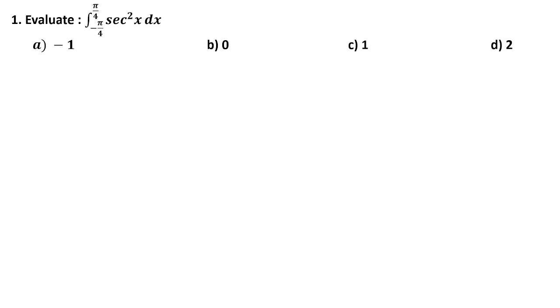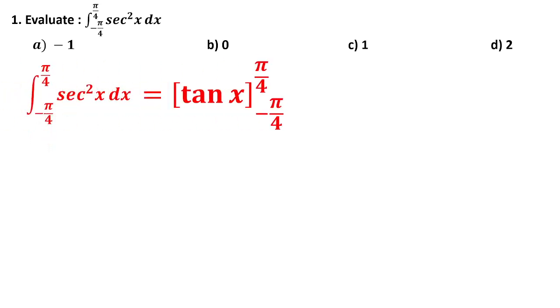Let's move on to question number 1. Evaluate integral minus pi by 4 to pi by 4 secant square x dx. Normally when you see this question, you will be tempted to write the answer as 0, thinking that integral from minus a to a of f of x dx is always 0. But remember, that is 0 only when f of x is an odd function. But here secant square x is an even function. Well, let us do it directly, but you can use a property also.